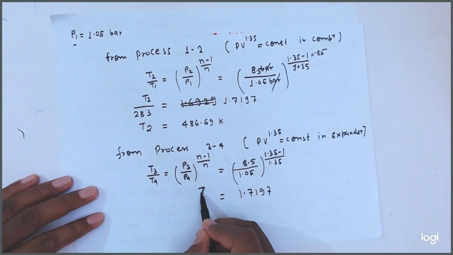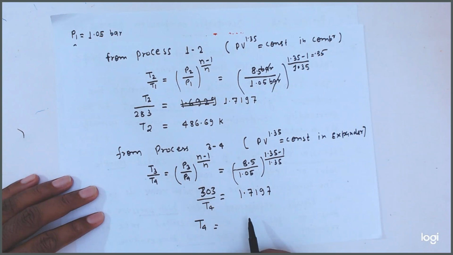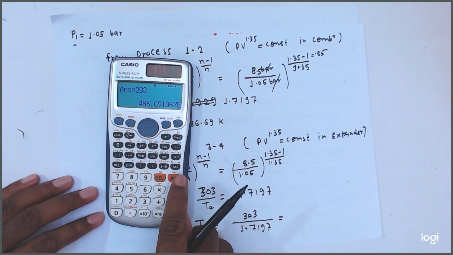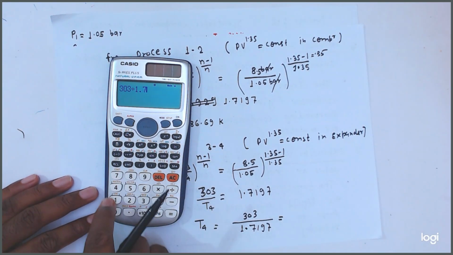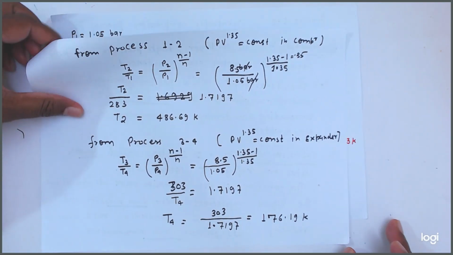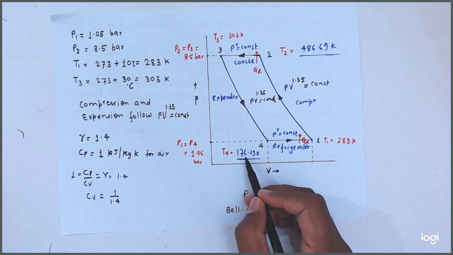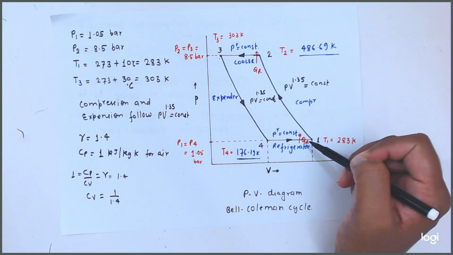So here 303 divided by T4. From here, the T4 value is equal to 303 divided by 1.7197. So the value is equal to 176.19 Kelvin. Okay, so the T4 temperature is equal to 176.19 Kelvin. So all temperatures we got.